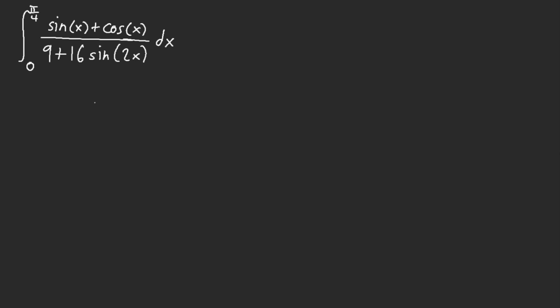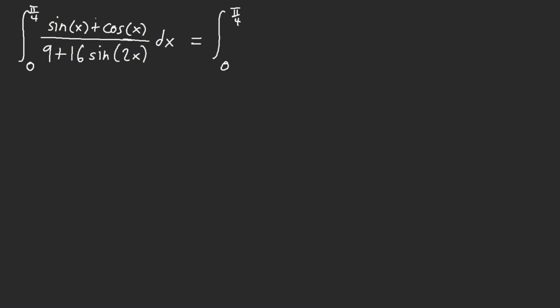And what are we going to do here? We're going to complete the square-ish in a way by using the 1 plus sine 2x trick. Let me show you what I mean. So, let me go ahead, go from 0 to pi over 4.